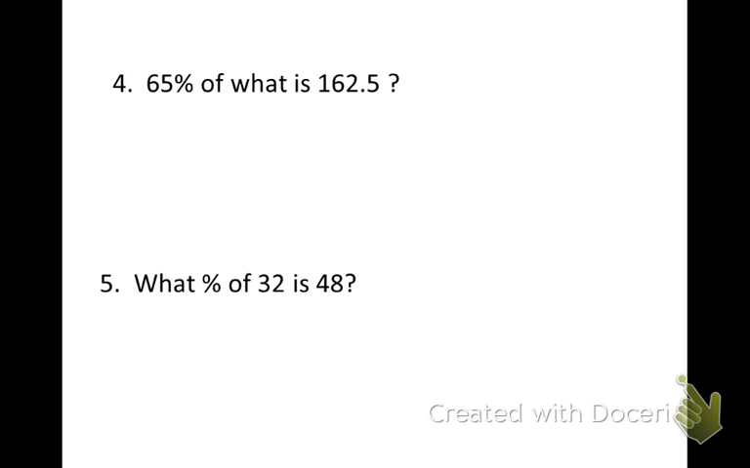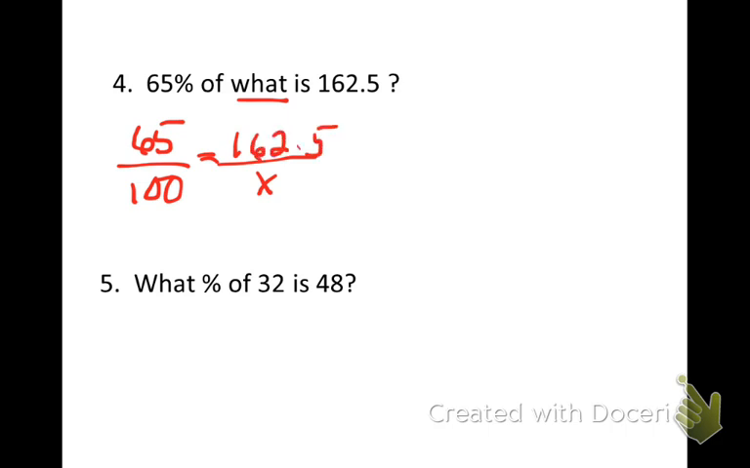65% of what is 162.5. So step 1 in the proportion method is find your percent, put it over 100. 65 over 100, so that's pretty easy. Then we want to find the word of, in this case, what? We don't know, so the x is going to go here, and the 162.5 will go here. Using your cross product, 65x equals, hopefully you know the easy way to multiply by 100. You would not need to use a calculator, and that's going to be move your decimal over 2 places to the right, so it's going to be 16250. Again, you can use your calculator and divide, and you're going to get 250.